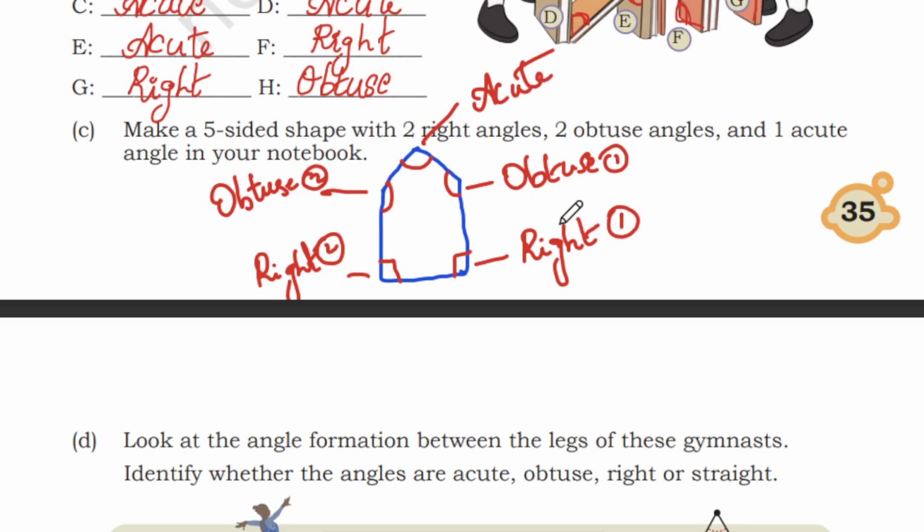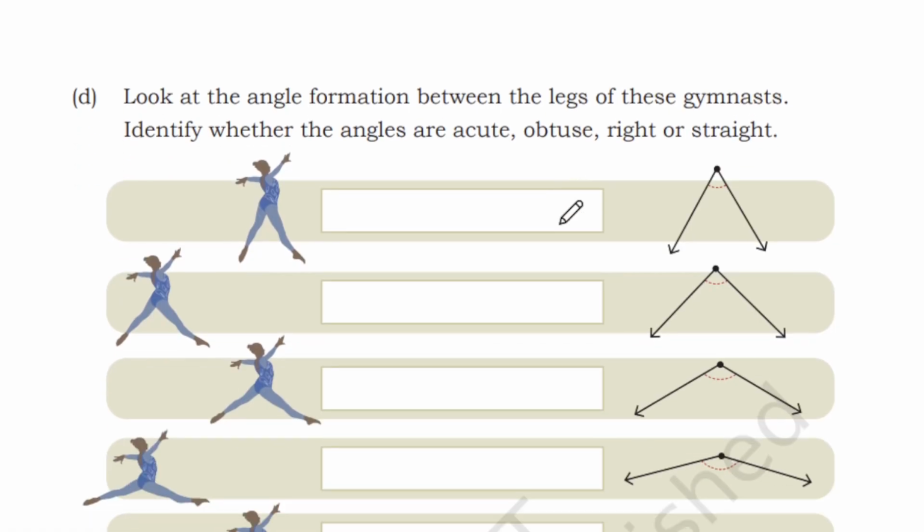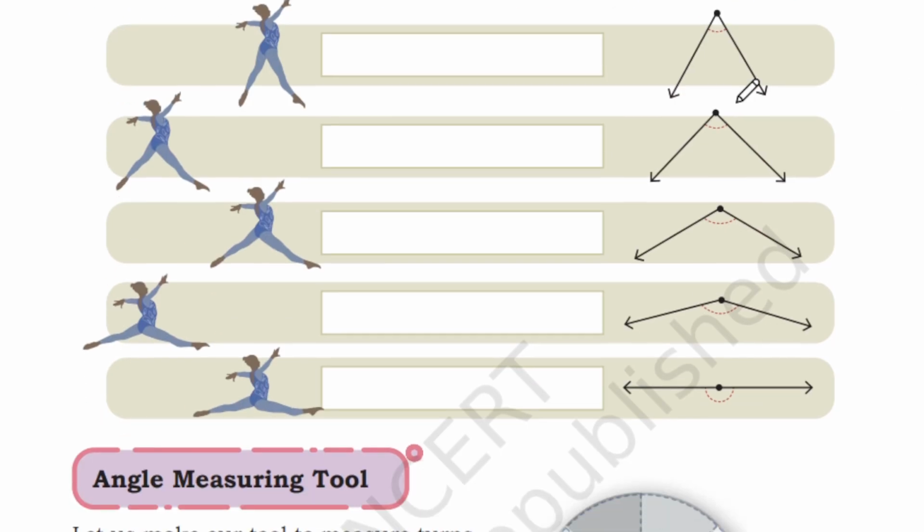Okay, next look at the angle formation between legs of the gymnastic. Identify whether the angle are acute, obtuse, right or straight angle. So this one is going to be important, students. Okay, first here look at the shape. Look at the shape. So it is less than a right angle, so it is an acute angle.